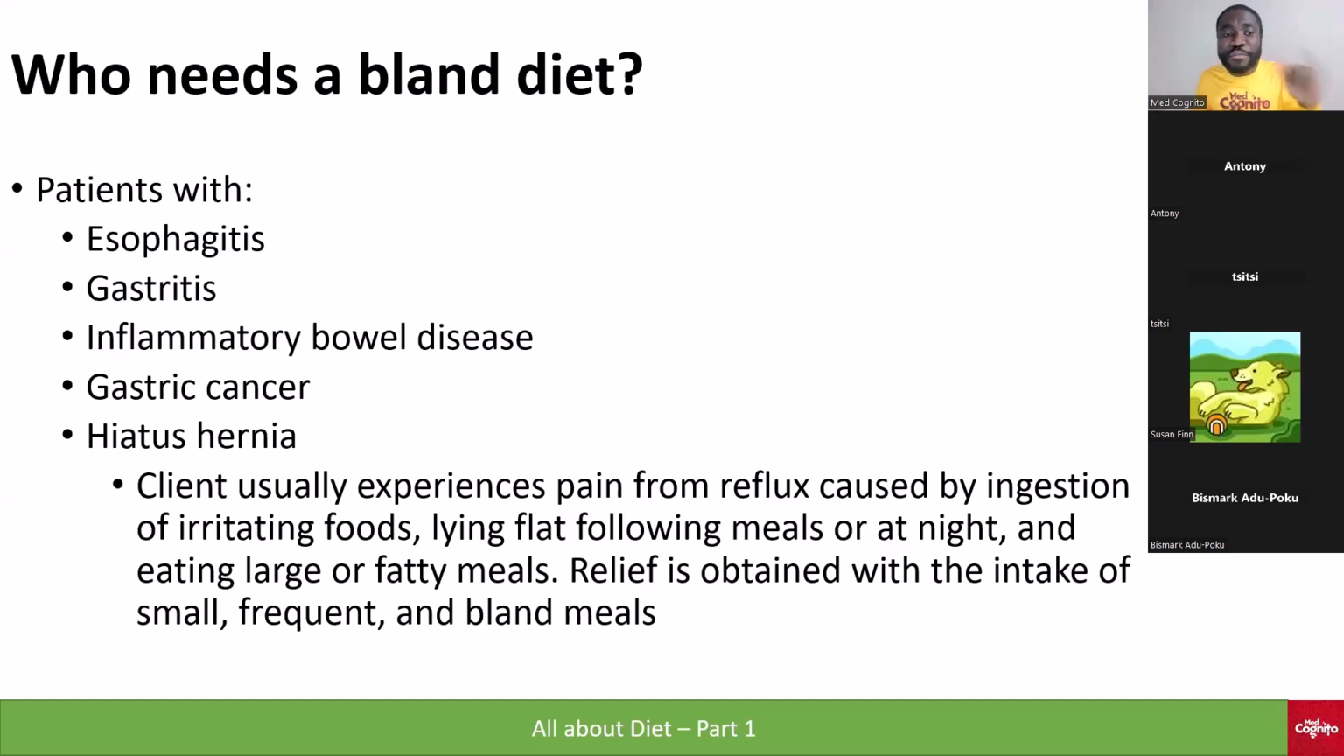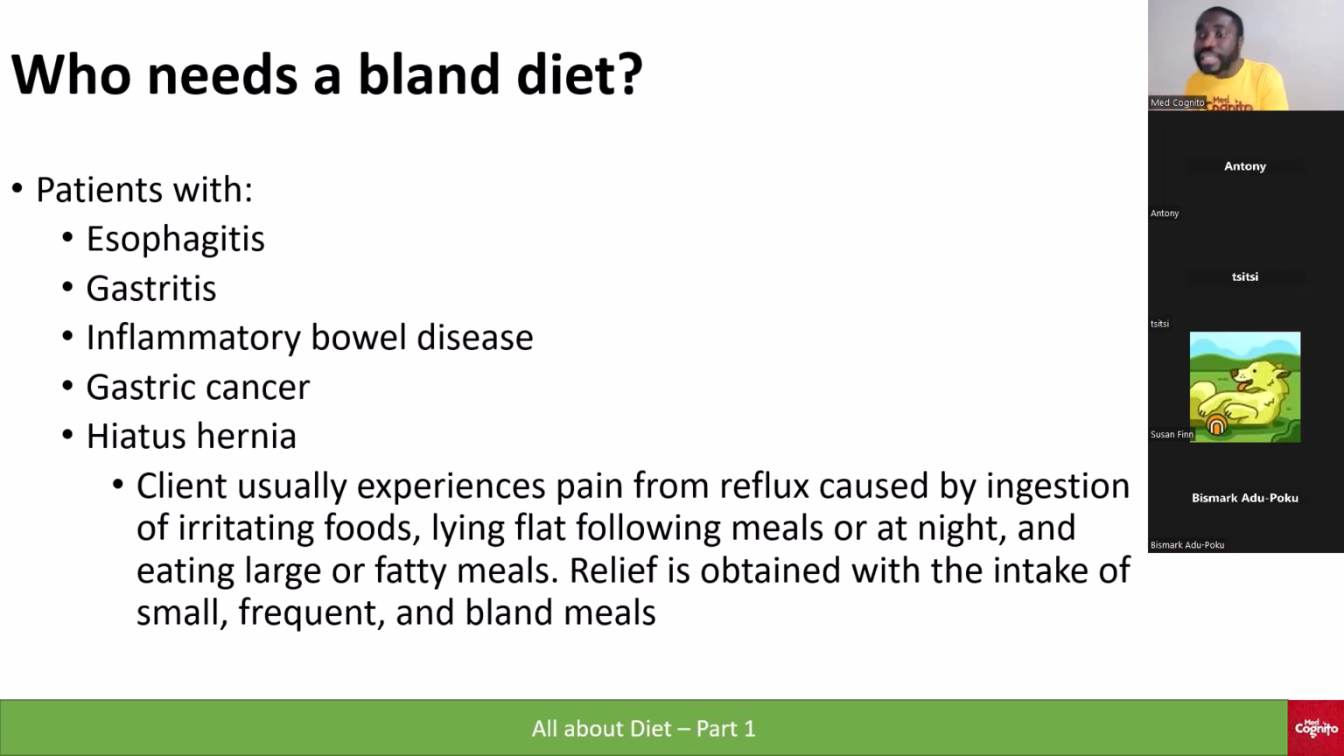So who do we give bland diets to? People with esophagitis. And esophagitis basically means inflammation of the esophagus, right? Whenever you hear itis, it means inflammation. Gastritis means inflammation of the stomach lining. Like if you hear something like pancreatitis, it means inflammation of the pancreas. But of course, I'm not talking about pancreatitis and bland diet. I'm just explaining the concept of itis. So esophagitis, gastritis, inflammatory bowel disease, gastric cancer, and clients who have hiatus hernia. These are the people who can be encouraged to get a bland diet.